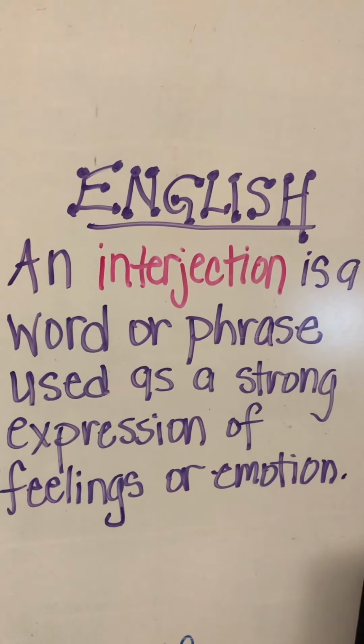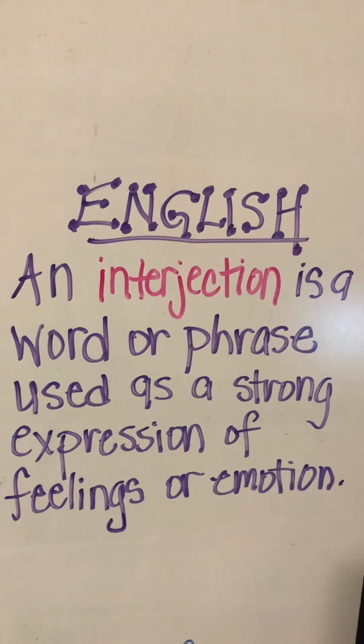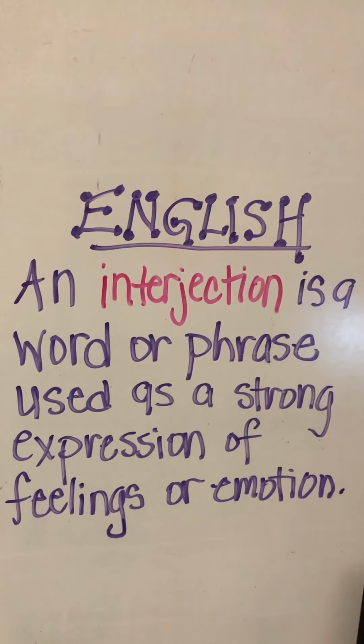For English, we have an interjection. An interjection is a word or phrase used as a strong expression of feelings or emotion. The hand sign for feeling or emotion is going to be our right hand over our heart for feelings, and our finger, the middle finger, over our heart as well for emotion.